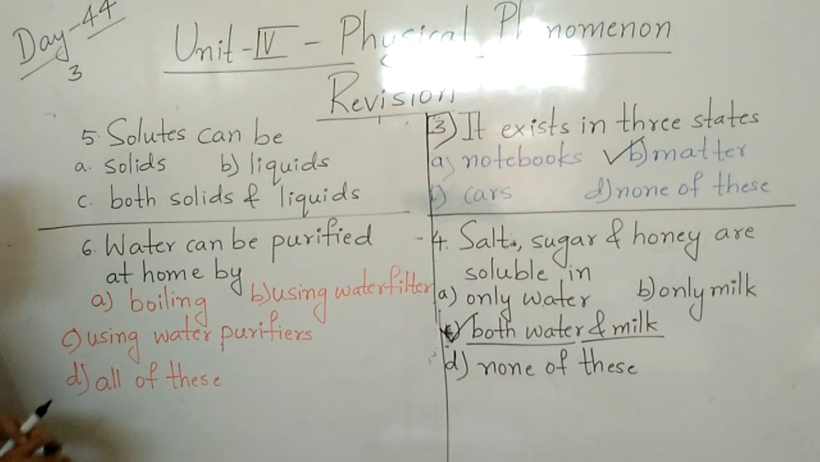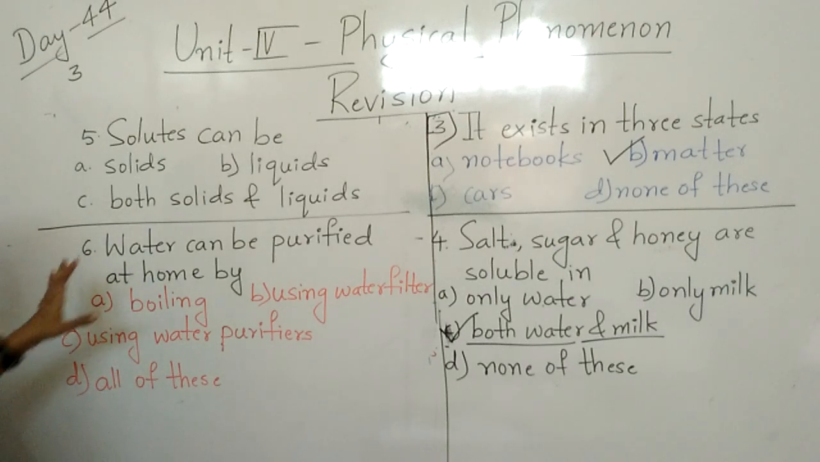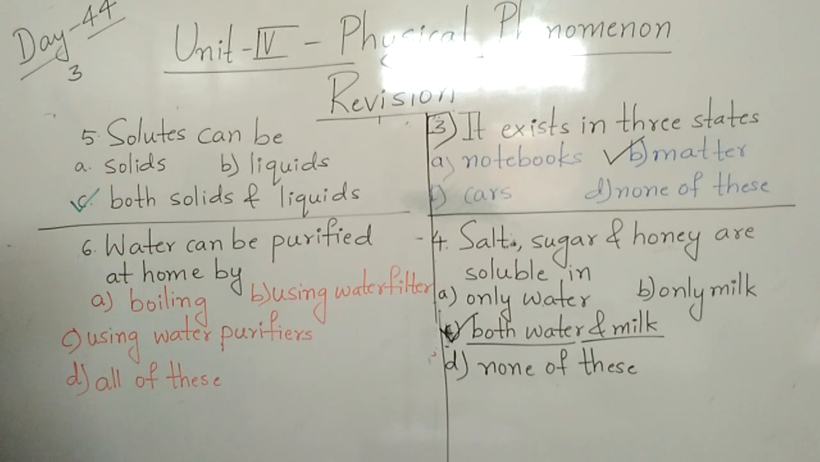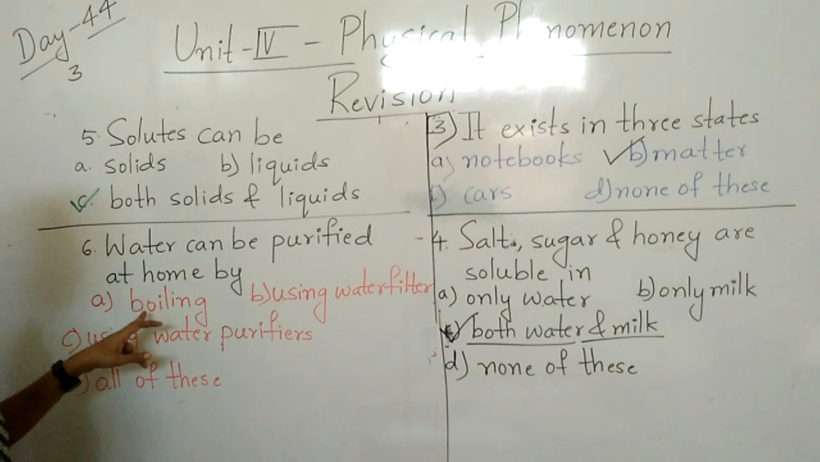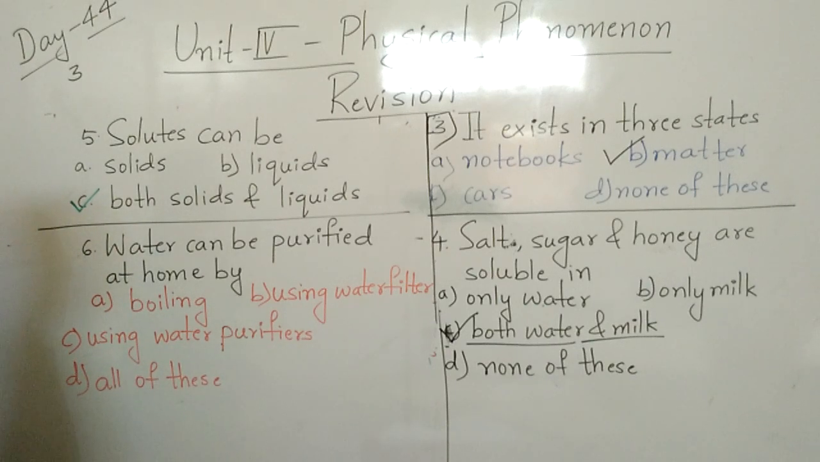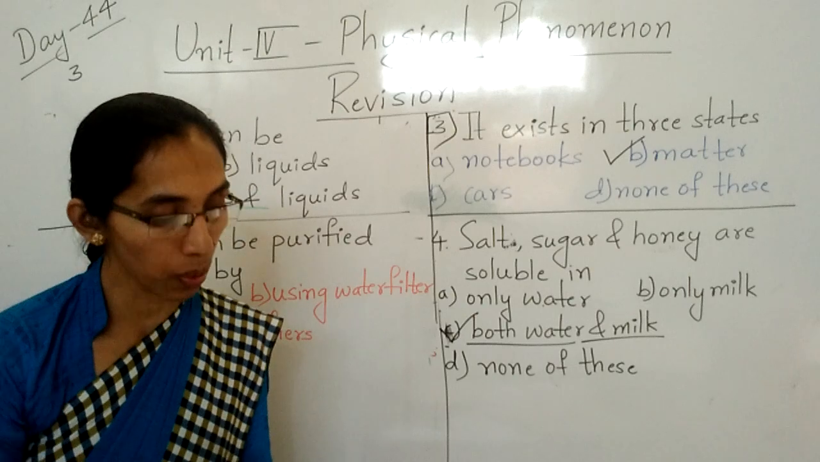So children, first we'll take the answers, then I will write the next one. Solids can be solid, liquid, both solid and liquid. Tell me children, it can be both solids and liquid. Water can be purified at your home by boiling, using the water filter, using water purifier, or all of these. Tell me. Yes. Correct answer is all of these. Okay children. Next one.